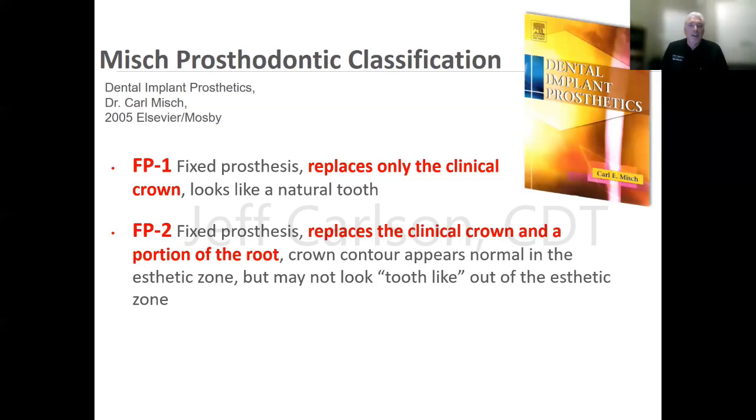What we covered was crown and bridge. And so a classification to identify the type of restoration, he came up with this FP1. FP would stand for fixed prosthesis, and then FP2, and there's FP3.